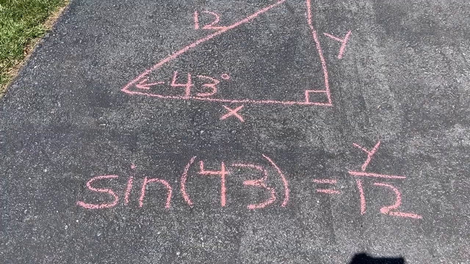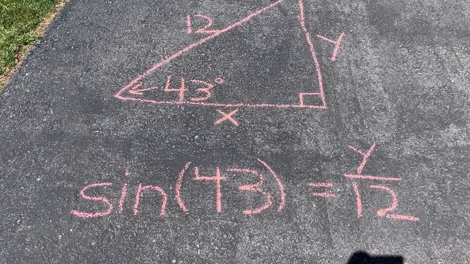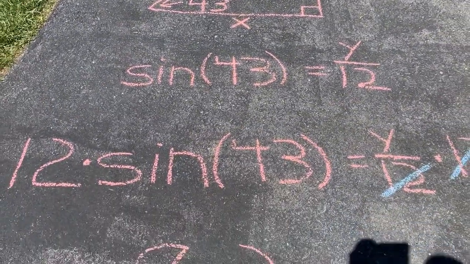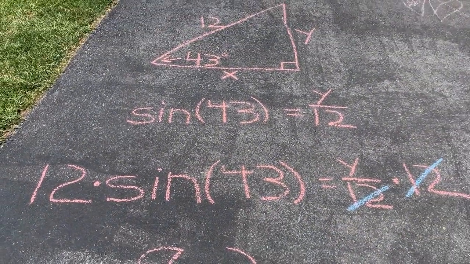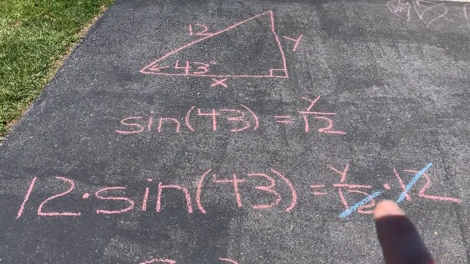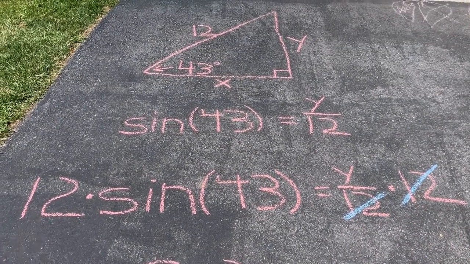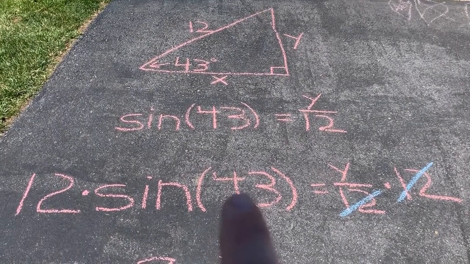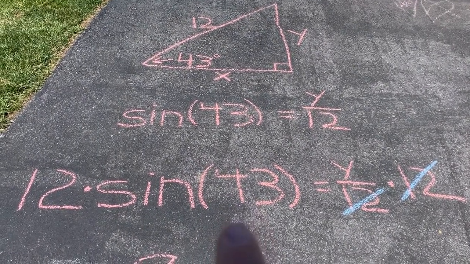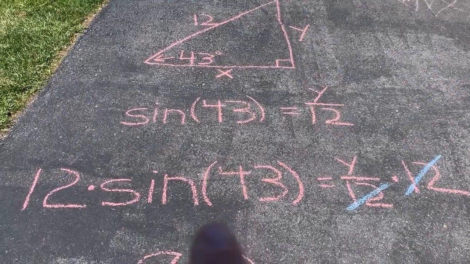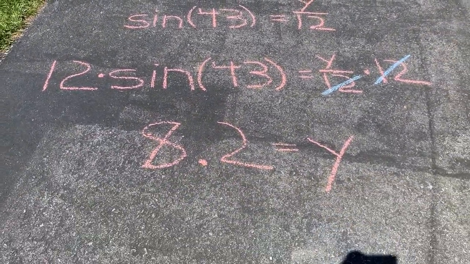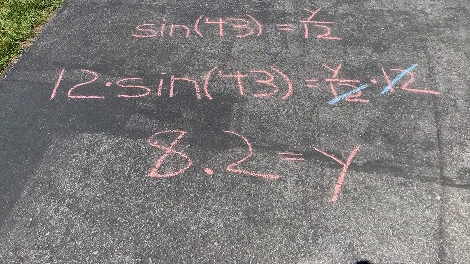Now I got to solve for y. This is a basic algebraic problem here. You're going to multiply both sides by 12. When you multiply both sides by 12, notice on the right-hand side, the 12s cancel out. On my calculator, I'm going to hit 12 times sine 43. Now, if you're using a graphing calculator, great. If not, you got to watch the order of operations. When you do 12 times sine 43 and you round it to the nearest tenth, you should get 8.2 is equal to y.